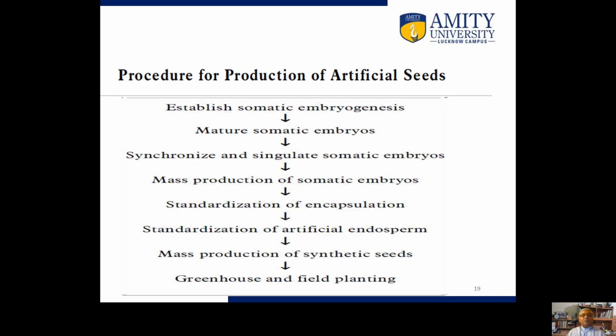When the mass production of somatic embryo has to be achieved, then standardization of the encapsulation process and standardization of artificial endosperm and mass production of synthetic seed can be achieved. And that seed can be grown in glass house or in field condition onto natural soil. There's no need to germinate it on culture media.